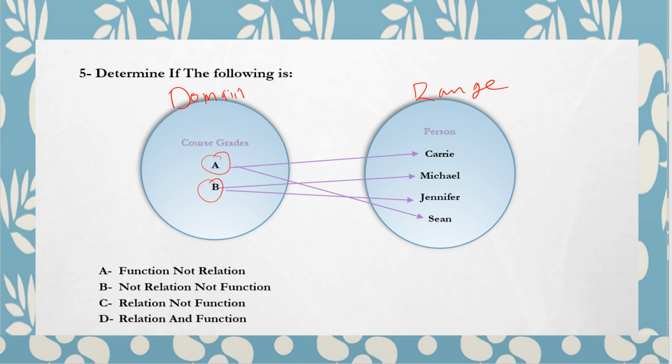So this is a relation because each element in the domain corresponds to at least one element in the range, but this is not a function because A and B correspond to more than one element in the range, so the correct answer would be C, because this is a relation but not a function.